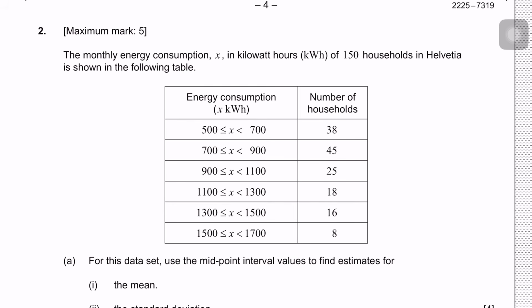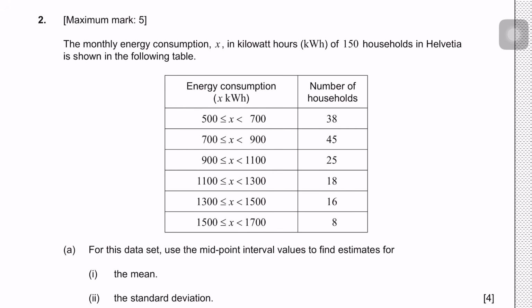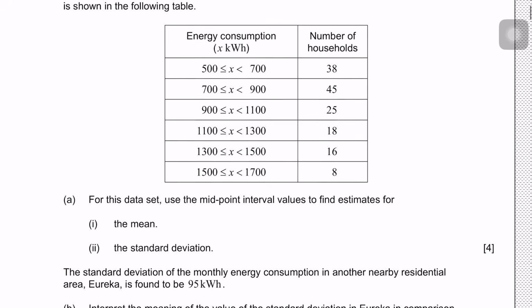Question 2, we have a 5-mark question. The monthly energy consumption X in kilowatt hours of 150 households in Helvetia is shown in the following table. So here we've got a frequency table relating energy consumption to number of households. For example, there are 38 households that have an energy consumption between 500 and 700 kilowatt hours.